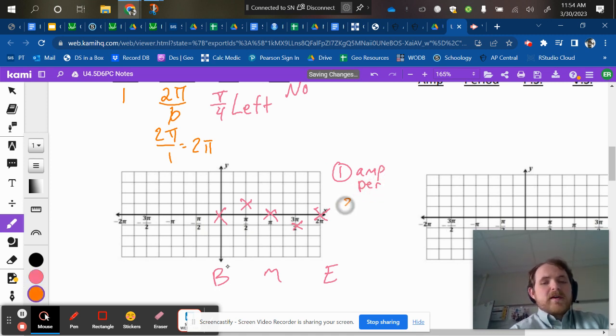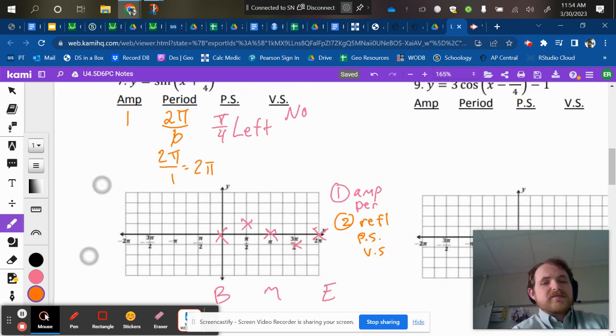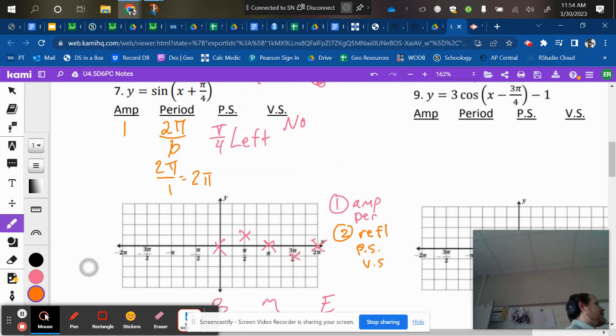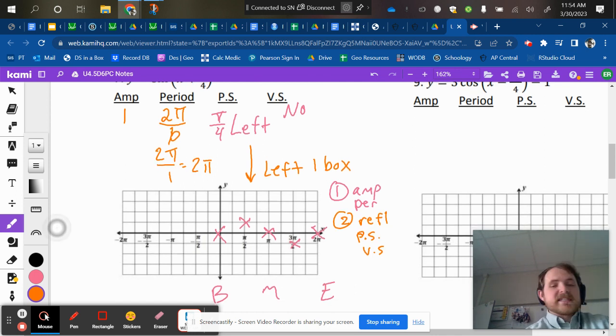My second step is I want to deal with reflections if I've got it, phase shifts, and vertical shifts. Do I have a reflection here? No negative out front. Do I have a vertical shift? Nope. All I have to do is go left pi over 4. How much is one box in this picture if 4 boxes is pi? 1/4 pi, which is the same as pi over 4. So I'm just shifting everything left 1 box based off of this specific thing.